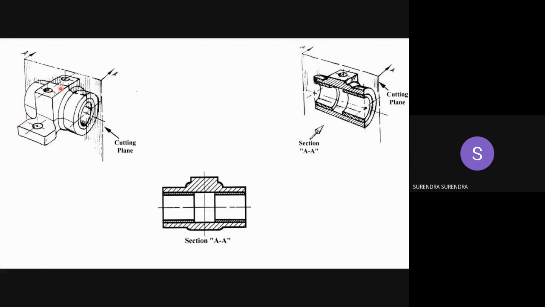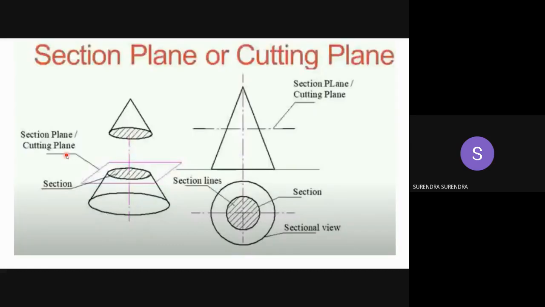Suppose you draw the front view for the complete component, it is difficult to show these internal features. So this is the main advantage of going to sections of solids. But our syllabus is limited only up to simple solids. And here is one more example.